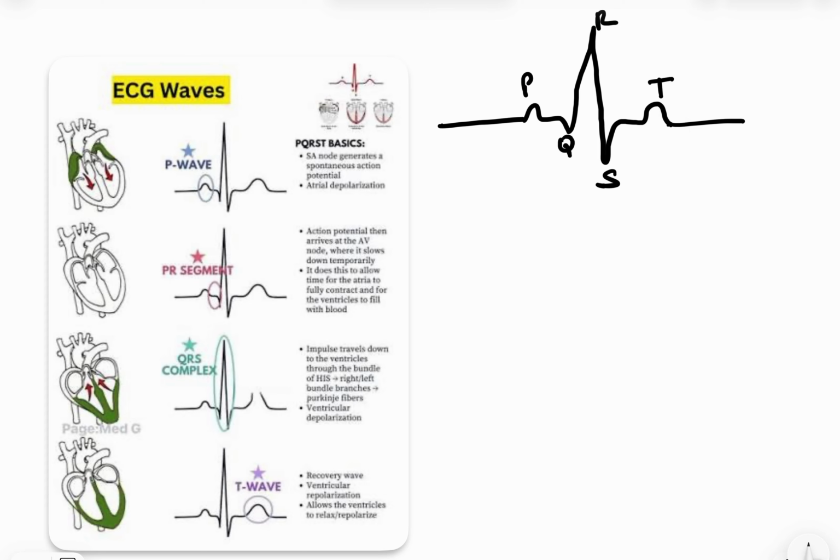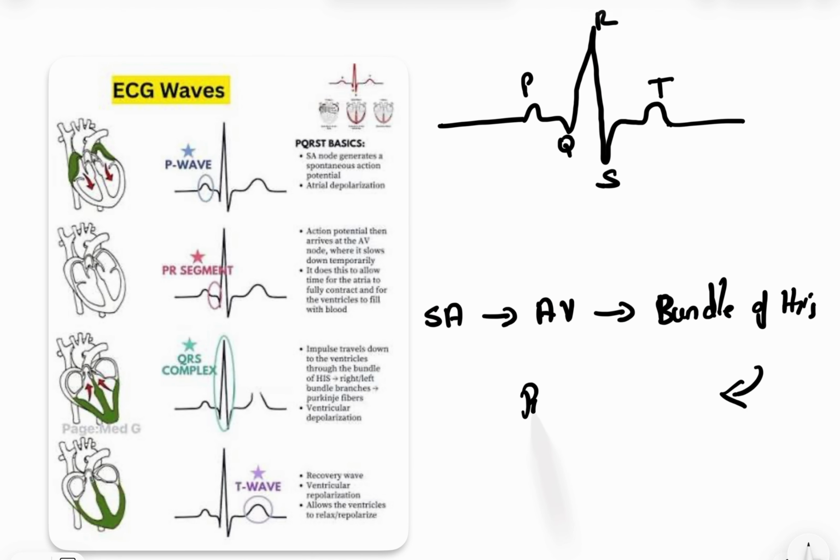Remember, for the contraction of the heart, the impulses are generated in the SA node, move to the AV node, then to the bundle of His, and then to the Purkinje fibers. If you haven't watched the video on the cardiac conduction system, please go and watch it before this video. It will be more useful for you. So: the SA node, AV node, bundle of His and Purkinje fibers.